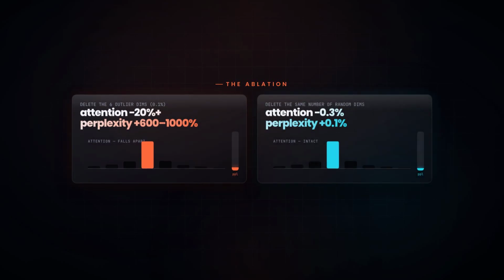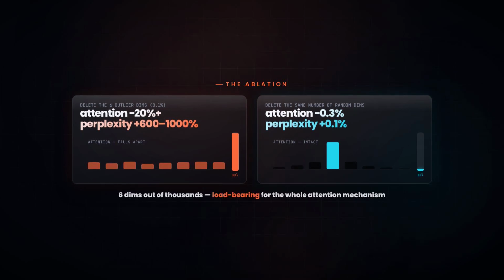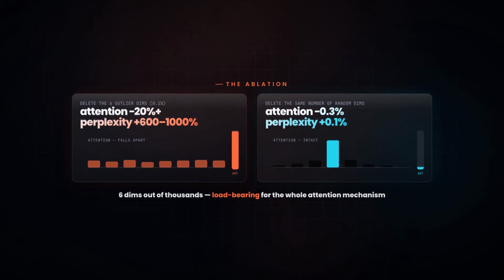Delete the 6 outlier columns. Attention falls apart. Top 1 probability mass drops over 20%, and perplexity degrades by 600 to 1,000%. Delete the same number of random columns. Nothing. 0.1% effect. So this tiny set of dimensions is somehow load-bearing for the entire network's attention mechanism.